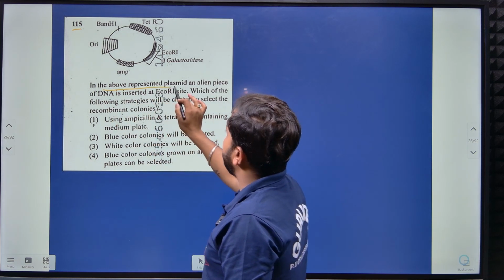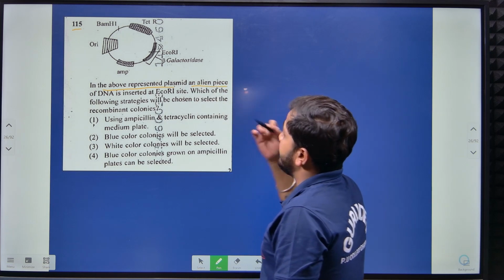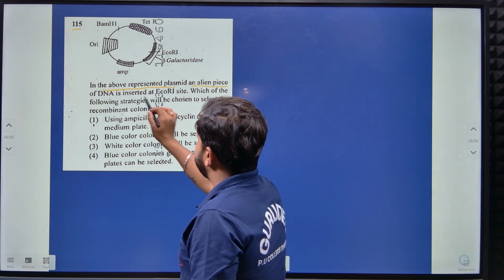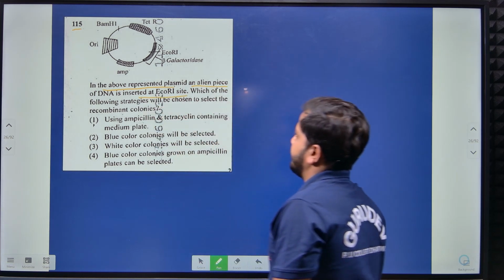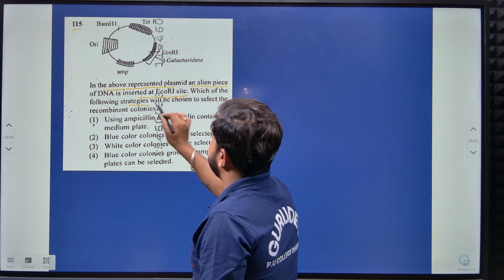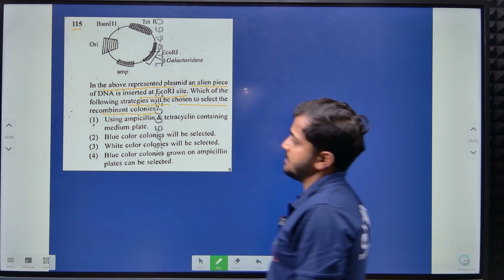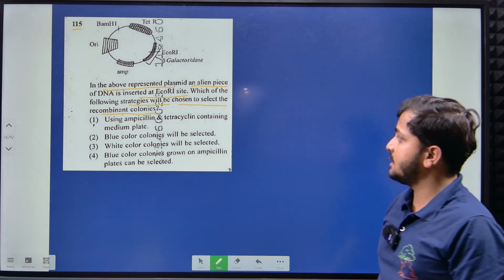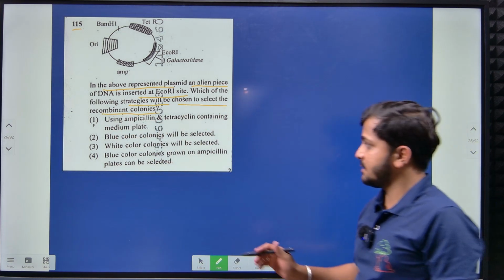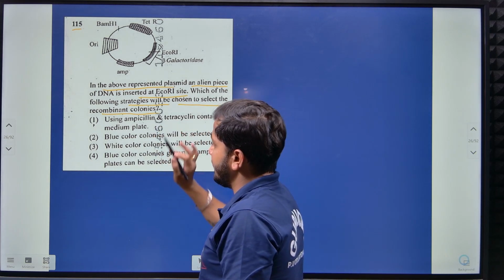In the above represented plasmid, an alien piece of DNA is inserted at the EcoRI site, right? Which of the following strategies will be chosen to select the recombinant colonies? Using an ampicillin and tetracycline containing medium plate, they are saying.